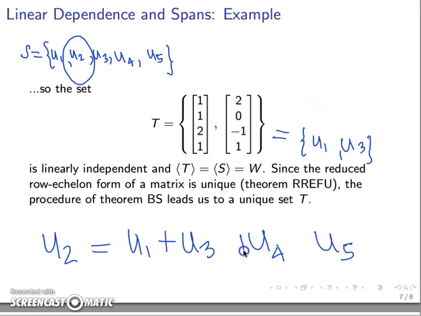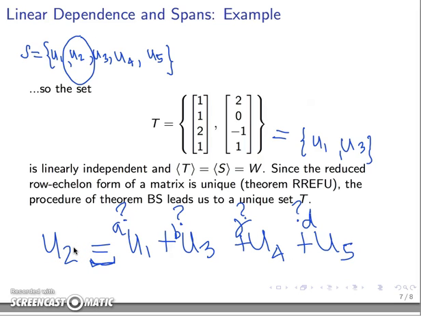The key for making this true is to come up with numbers. I'm going to say A, B, gamma, and D, for example. These A, B, gamma, and D are scalars. U1, U3, U4 are vectors. So the question is, what are the values of A, B, gamma, and D such that this linear combination is exactly equal to U sub 2?